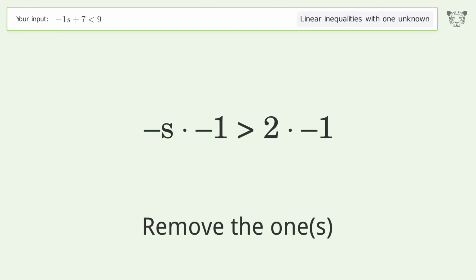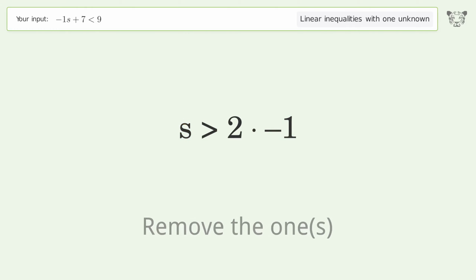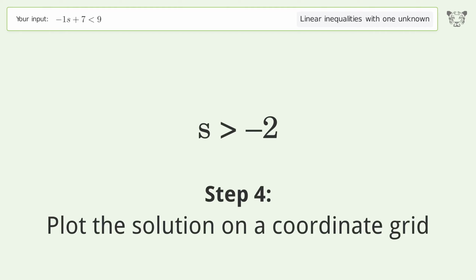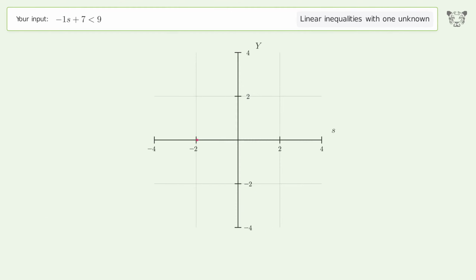Remove the ones. Simplify the arithmetic. Plot the solution on a coordinate grid. And so the final result is s greater than -2.